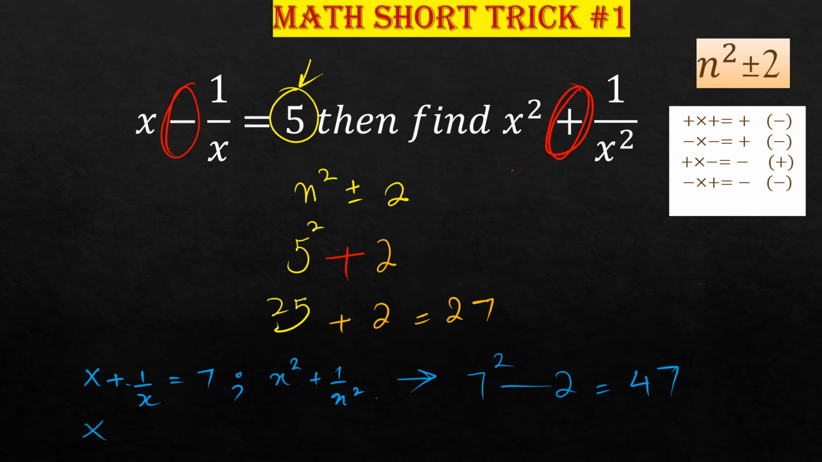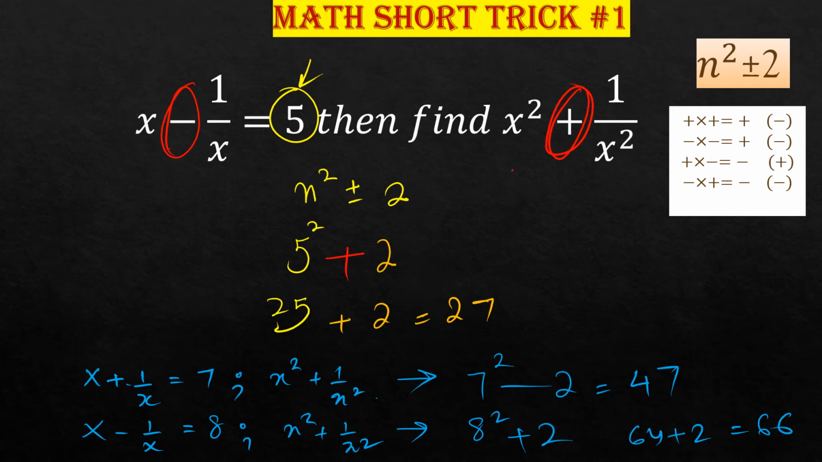Let's see one more question. x minus 1 over x equals 8. Find x square plus 1 over x square. So n is 8. So 8 square gives you 64. Now minus times plus is minus, you have to take the opposite sign, plus 2. So 64 plus 2 gives you 66. So see, within 5 seconds you can solve such kind of question. Let's move to another question.